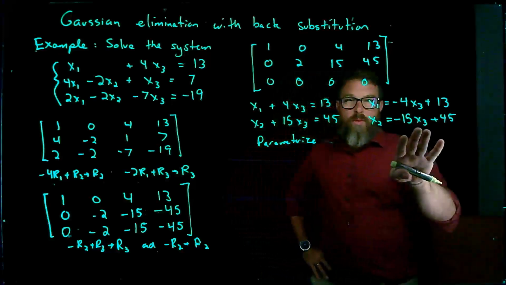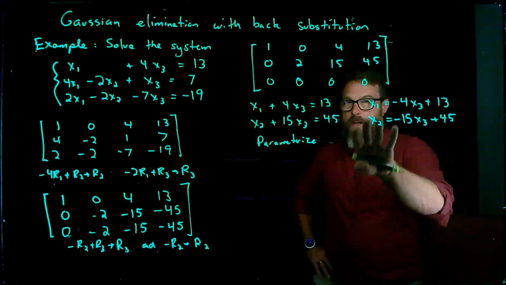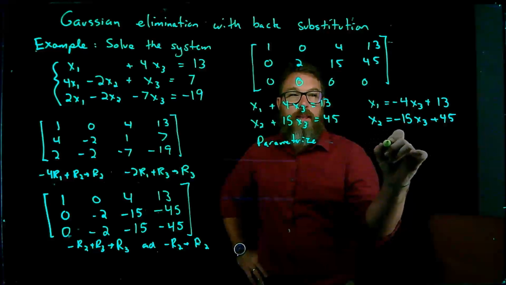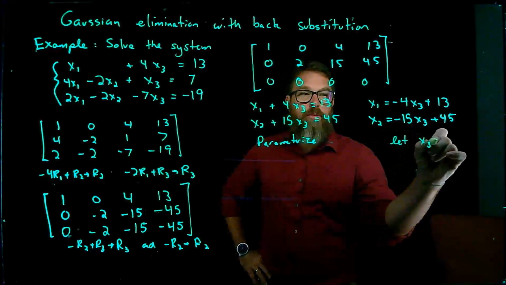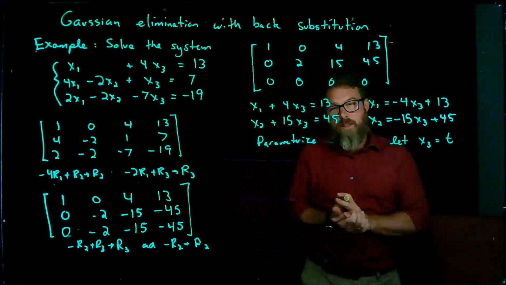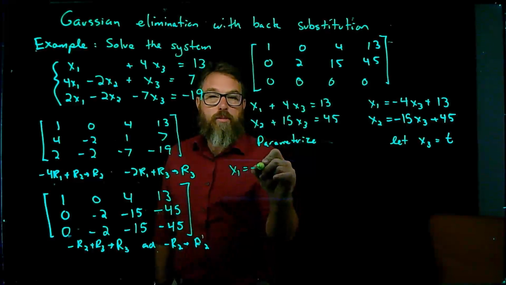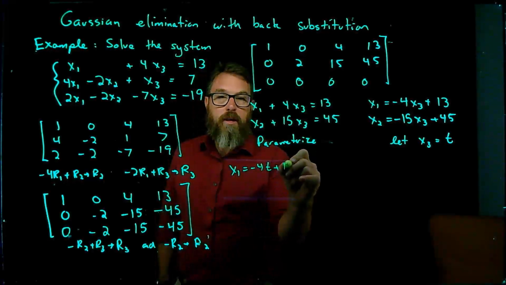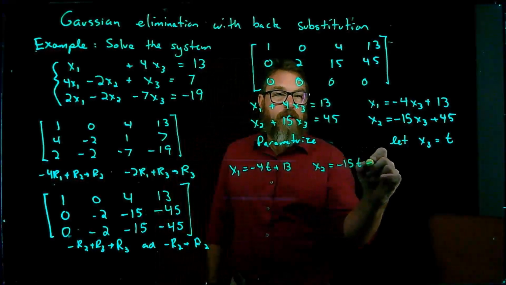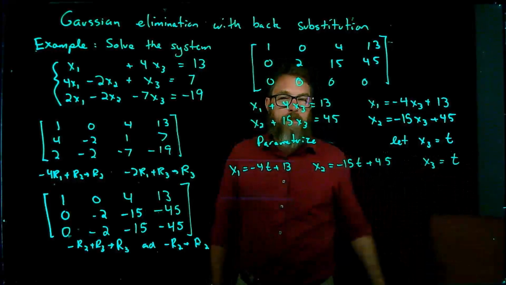Now x3 really acts like an independent variable for both x1 and x2. So these are going to be dependent on what I pick for x3. So then we can say, well, let's let x3 equal t, which is our parameter, which is why we call it parameterized. So now x1 is going to be equal to minus 4t plus 13. x2 is going to be equal to minus 15t plus 45. And then we already said that x3 is equal to t.